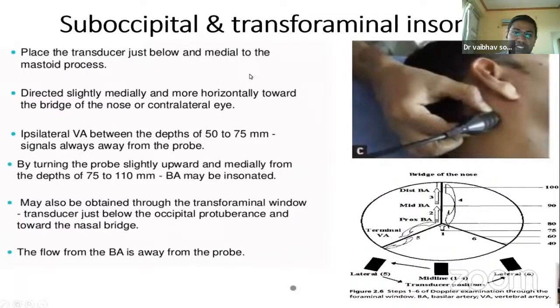It may also be obtained through the transforaminal window, with the transducer just below the occipital protuberance and directed towards the nasal bridge. The flow from the basilar artery is also away from the probe.